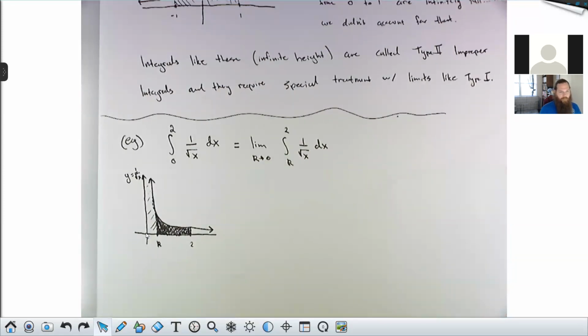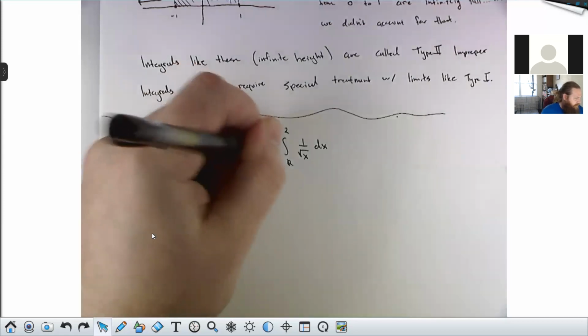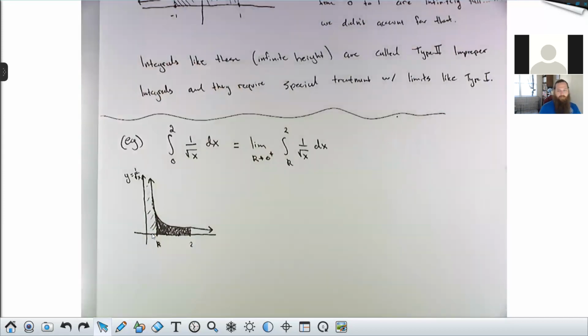I'm trying to integrate from 0 to 2. So I'm interested in this r walking to the left towards 0. I'm not interested in sending r to 0 from this side. I'm only interested in sending r to 0 from the right. So r is over here to the right of 0. I want to send it to 0 this way. That means this should be lim r to 0 plus. It's a one-sided limit.